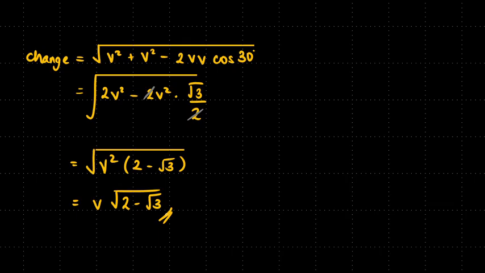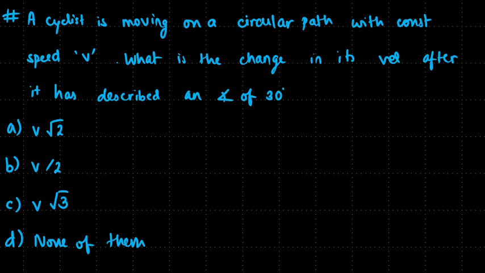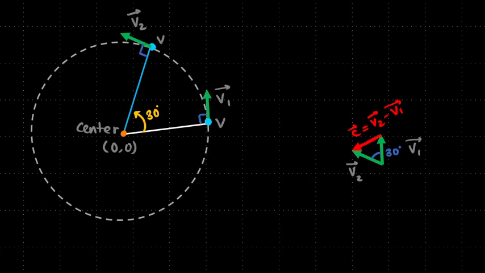So we got this as the change, and if you look at the options, there is no such option, so the answer is none of them, right? So this was the answer. I think this is a very interesting question, since some of you might think that the change is just going to be from here to here, but we are talking about the change in its velocity, not the change in its position.